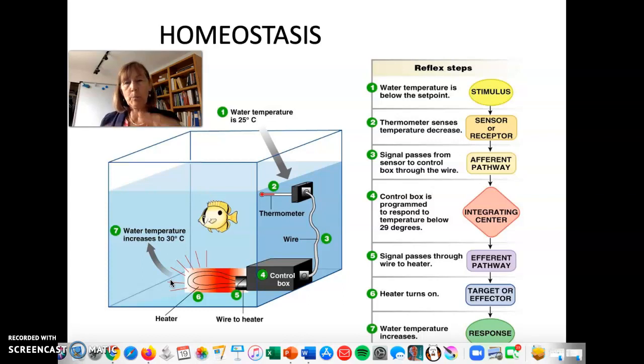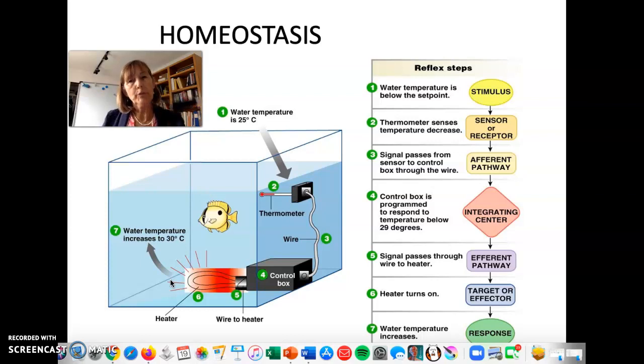So these two oppose each other, correct? If water temperature is too low, then bring it up. And we could do it the other way around too. If water temperature were too high, that's not the set point, you would need to bring it back down. Okay, so that's the response.